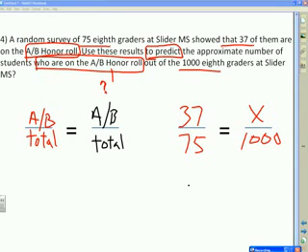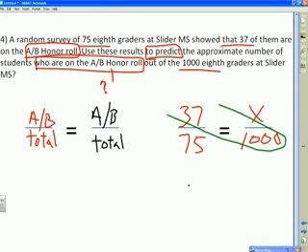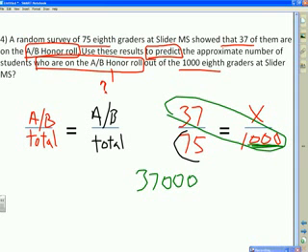Alright, on this one, it's probably best just to cross multiply and divide. Again, I'm going to cross multiply the two numbers that are diagonal from each other. And I have 37 times 1,000. Well, if you know the trick with multiplying anything with 1,000, you just count the number of zeros, write down the original number, and then write down the number of zeros. Alright, now I'm going to divide by the lonely one.